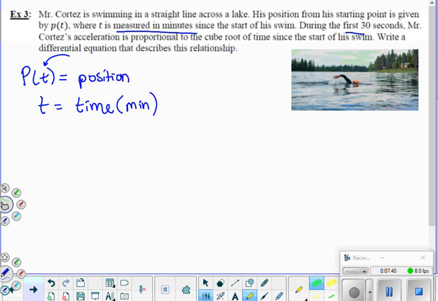The true sentence that I'm trying to represent: acceleration is proportional to the cube root of his time since the start of his swim, where T would have been 0. Acceleration, I want acceleration proportional. Can I get to acceleration if I have position? You know the answer to that. Why, of course we can.